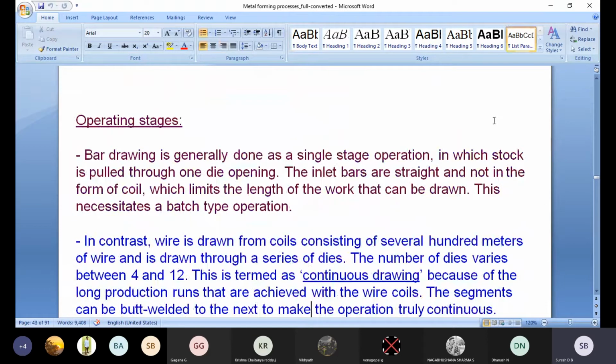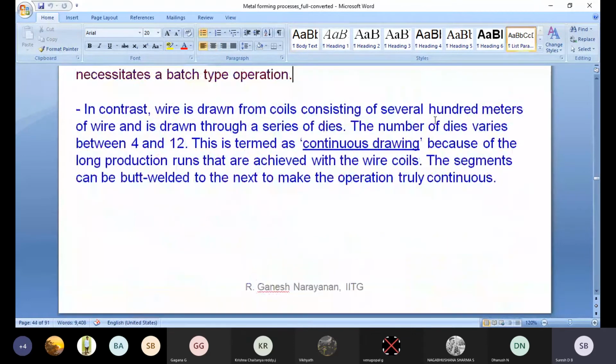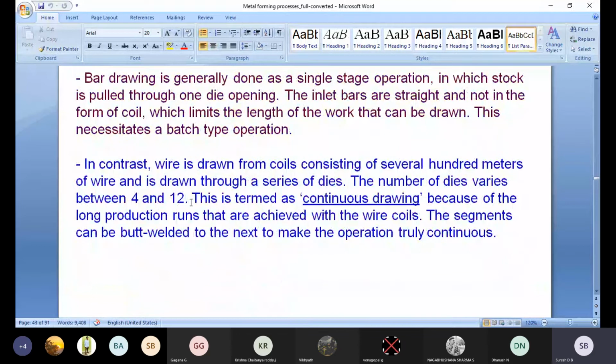We can use 4 to 12 dies to convert the diameter. Okay, this is termed as continuous drawing. Continuous drawing means you can use more than 4 dies in a single operation to reduce the diameter of any component or any object or any billet. That particular operation is called continuous drawing.